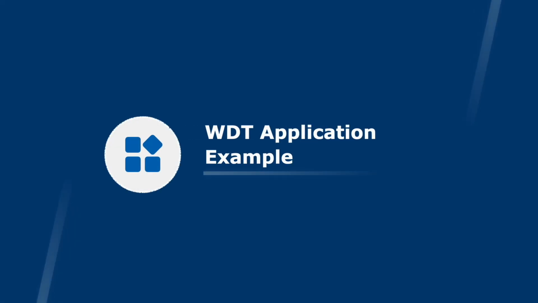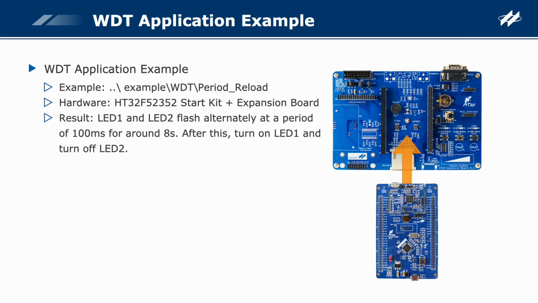Finally, we'll provide an application example to summarize this tutorial. This example is taken from the WDT period reload program in the HT32 standard firmware library. It should be used with the hardware HT32F52352 starter kit and ESK32-2X001A expansion board. In this experiment, LED 1 and LED 2 flash alternately at a period of 100 milliseconds for around 8 seconds. After this, turn on LED 1 and turn off LED 2.